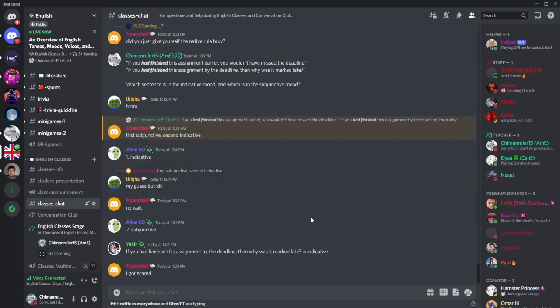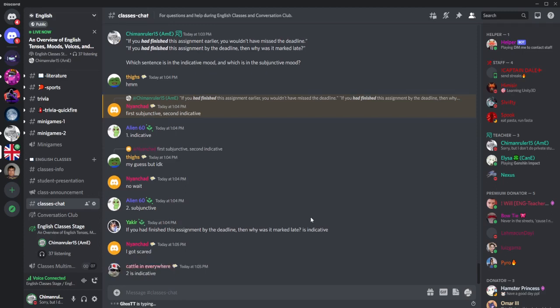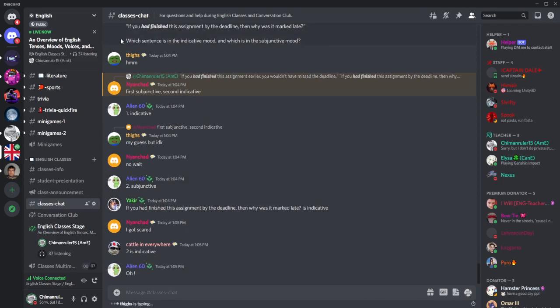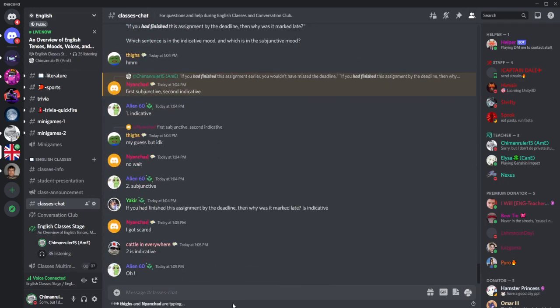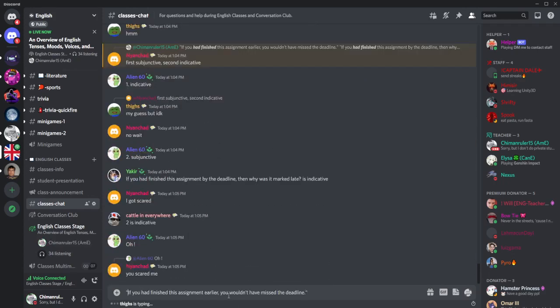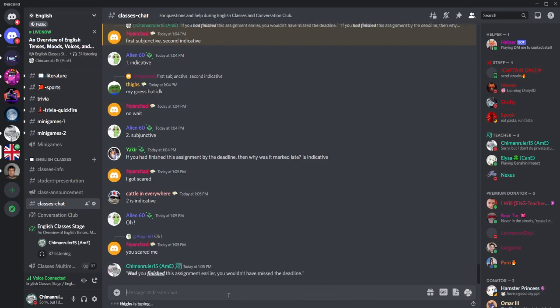Yeah, the first sentence, if you had finished the assignment earlier, you wouldn't have missed the deadline. That's subjunctive. The second sentence, if you had finished this assignment by the deadline, then why was it marked late? That's indicative. And see, the thing is that you can invert the past perfect subjunctive. You can't do that with the indicative form, but you can with the subjunctive form. You can say this: had you finished the assignment earlier, you wouldn't have missed the deadline.